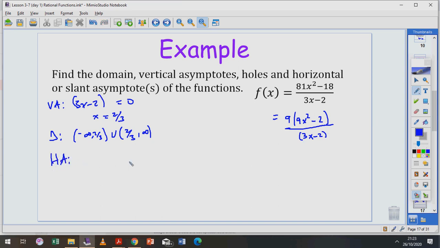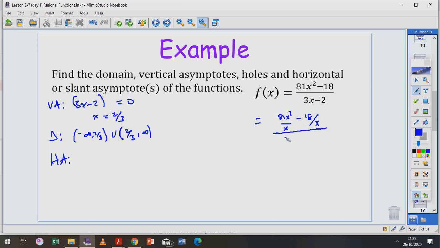Checking for horizontal asymptotes or slant asymptotes. Again, since the power of the numerator is bigger than the power of the denominator, I expect to have a slant asymptote. How do I do that? Divide each term by the biggest power of the denominator. So 81x squared divided by x, minus 18 out of x. And remember, you can use the rule, but this is what I'm doing.